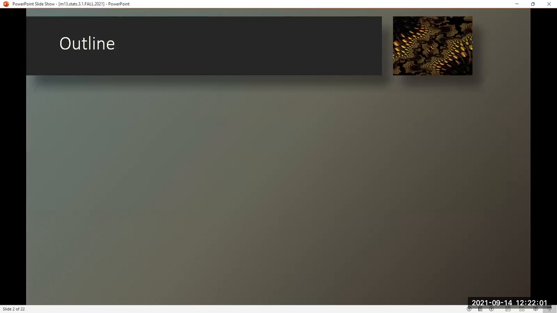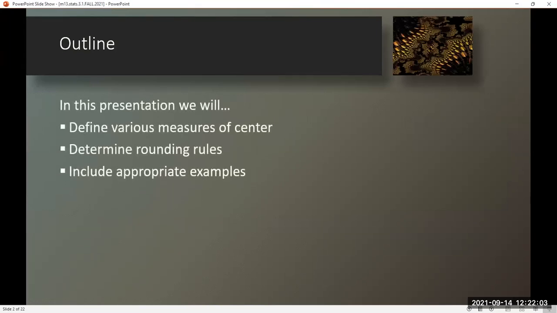A bit of an outline first. In this presentation, we will do the following. We will define various measures of center. We will determine rounding rules, and we will include appropriate examples.